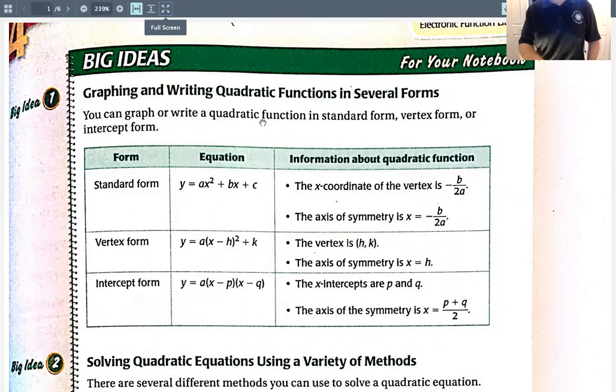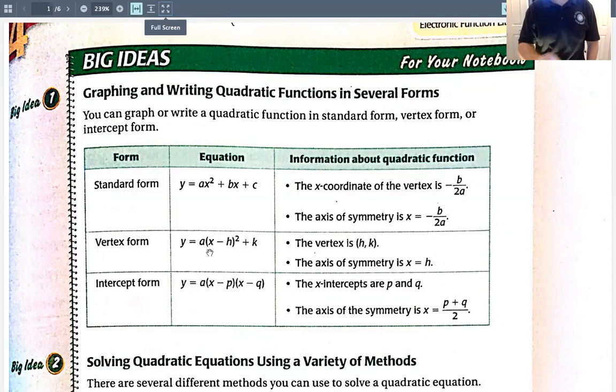Graphing and writing quadratic functions in several forms. Okay, you have standard form, which tells you information about it. The x-coordinate of the vertex is at negative b over 2a. So is the axis of symmetry. There's the equation for it. It's a vertical line that goes through that x-coordinate.